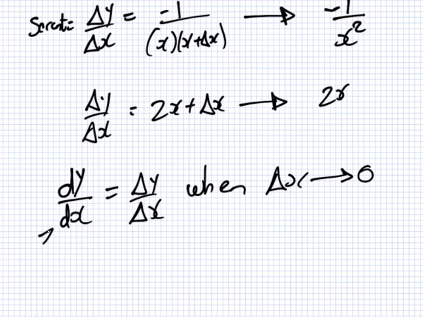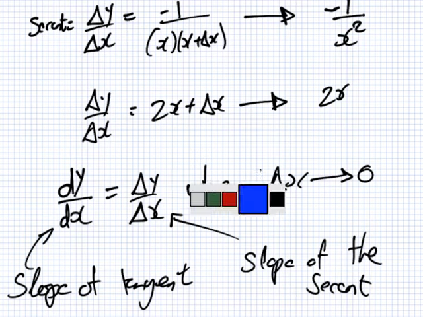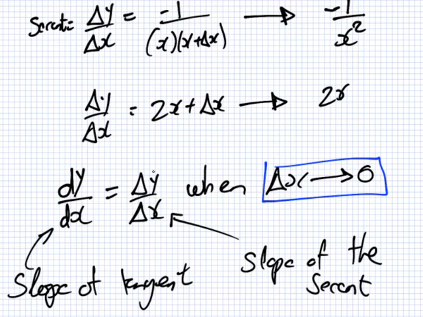So this one here is the slope of the tangent, and this one here is the slope of the secant, and the only difference between them is the delta x. Here the delta x is not 0, and here it becomes 0. That's the only difference. In the exam, this is often what they want. So you have one extra step: you need to make this become 0 at the end.